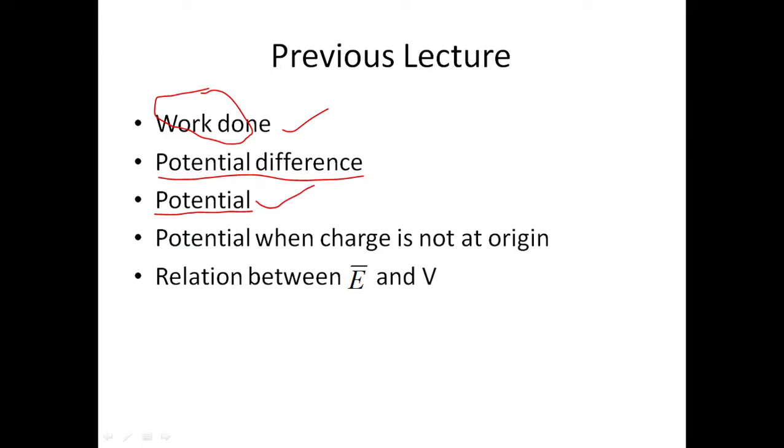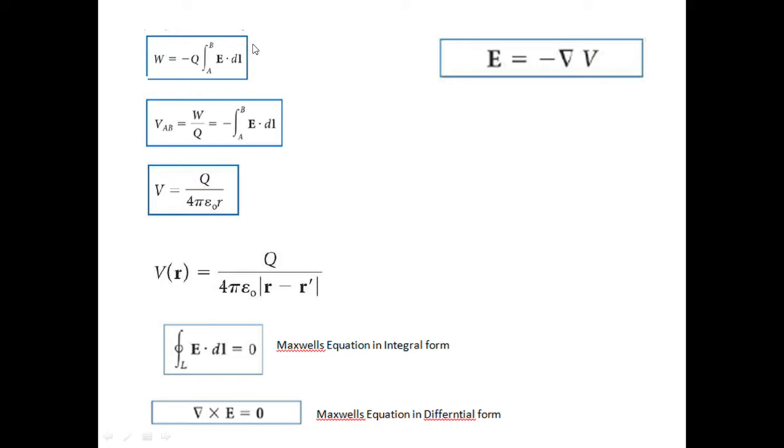And then we have also seen what the potential is when the charge is not at the origin, right? We have to obtain the position vectors of both the charge and the point where we have to calculate the potential, and then we have to apply the potential formula, this formula, right? And also we have seen Maxwell's equations, that is, the relationship between E vector and V, where E vector is the electric field intensity, and V is the potential, right? So now we'll just see what formulas we have derived in the last class.